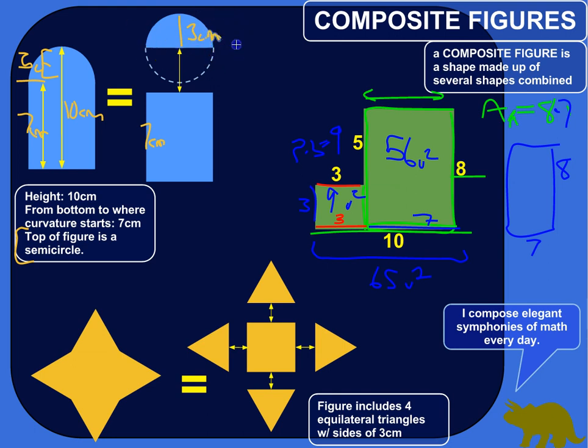The circle would be pi r squared. Pi, and the radius is 3 squared. And then we're just going to chop that in half, so we just get the area of the semicircle. Okay, so let's get that. So 3 squared is 9, so this is really pi times 9 divided by 2, so pi times 4.5.